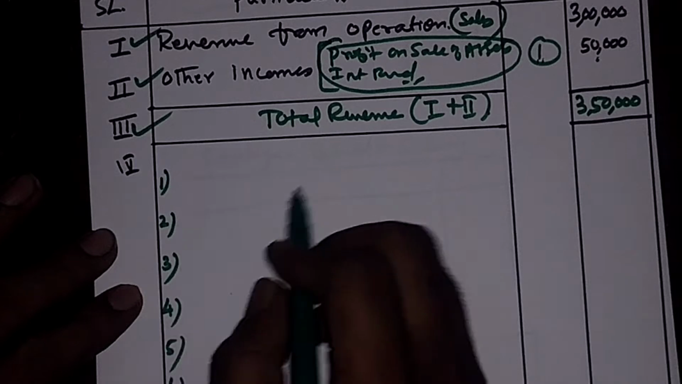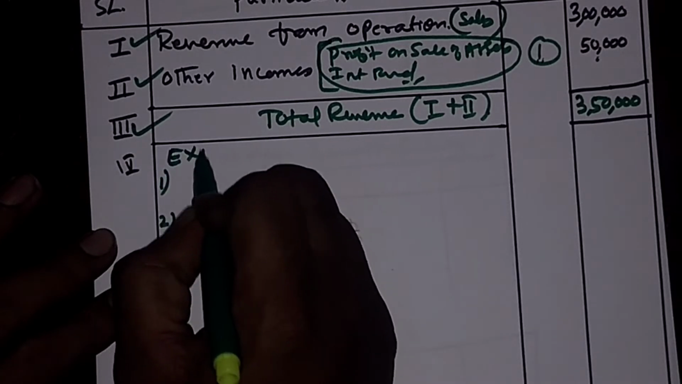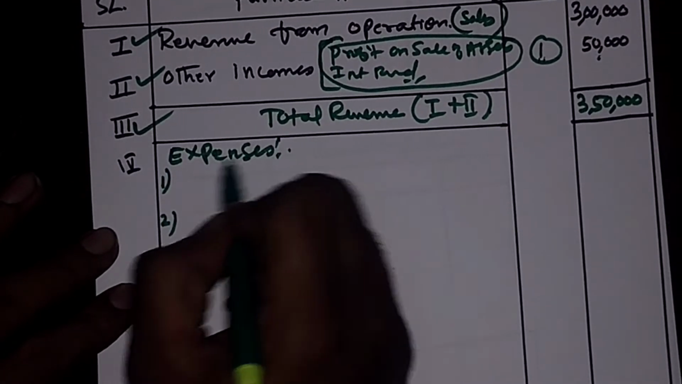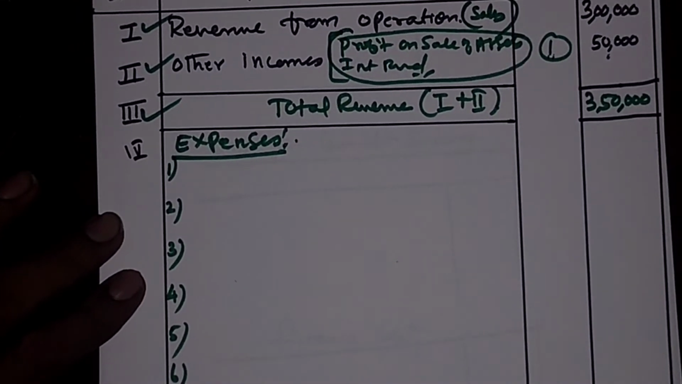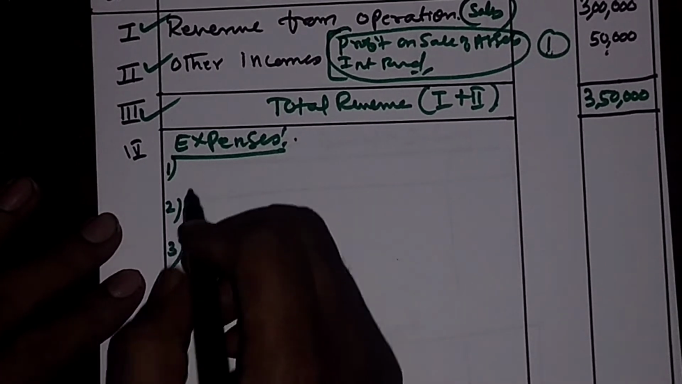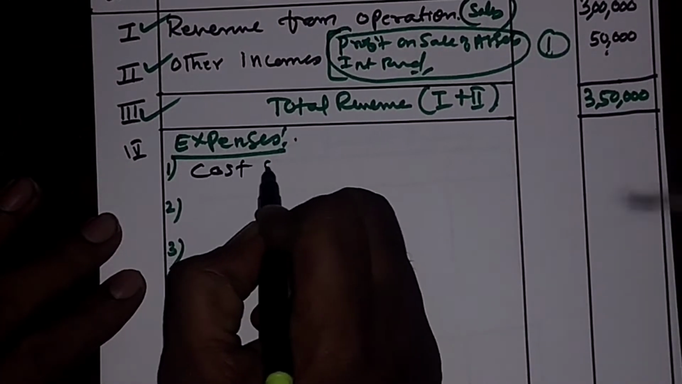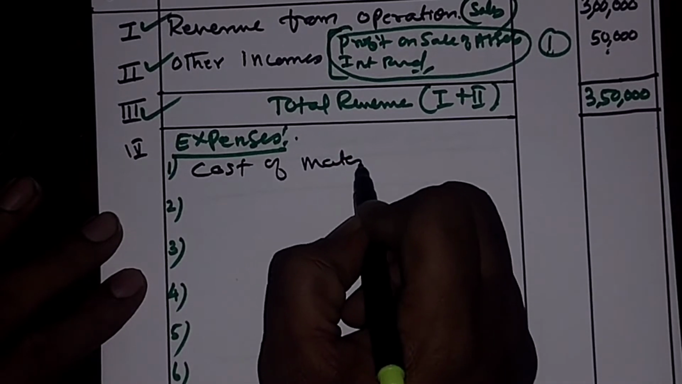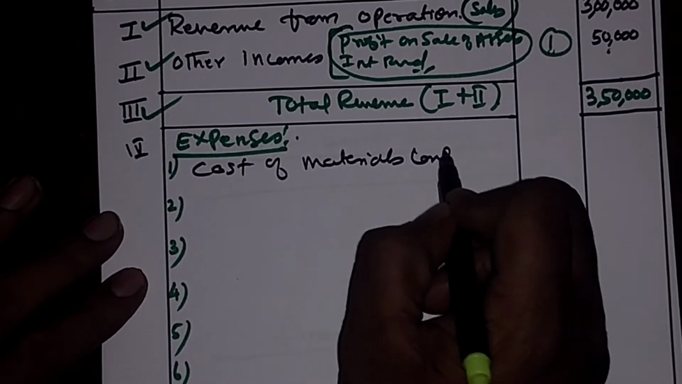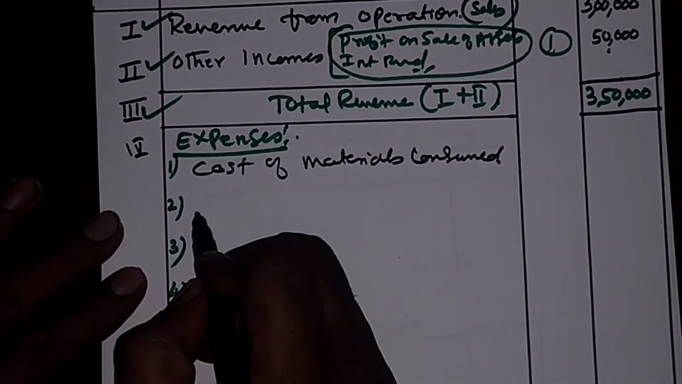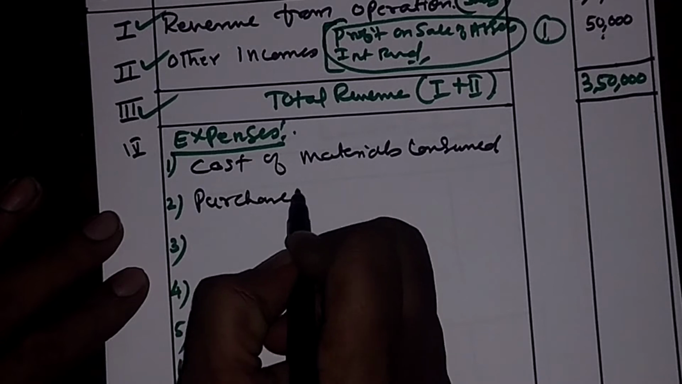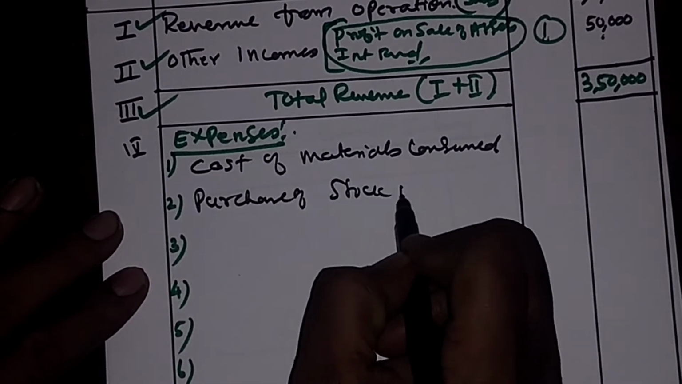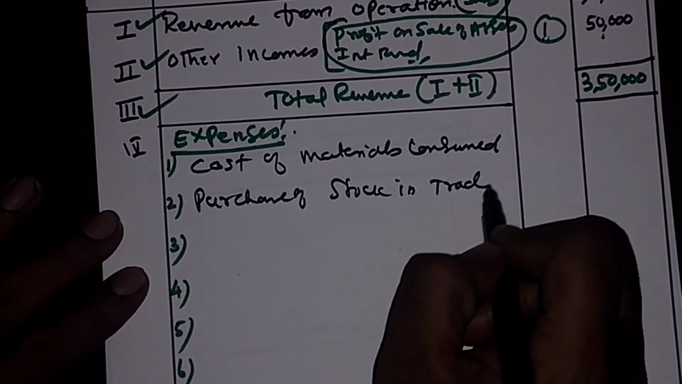Now coming to the next heading, which is going to be expenses. Now all incomes are over. Coming to the next one, the expenses. These expenses, we are going to write the 9 different expenses. First one is the cost of materials consumed. Second one is the purchase of stock in trade.